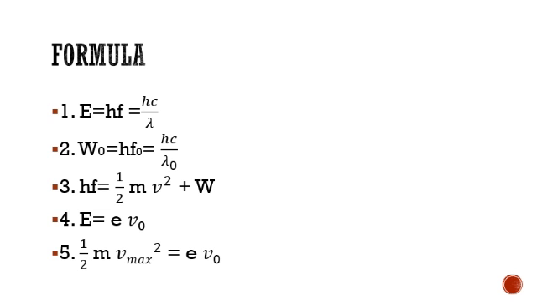And in the third one, hf equals half mv square plus W. Half mv square is the kinetic energy, we know that. v is the velocity and m is the mass, and W is also the work function. And it equals eV0. Here small e is the charge of the electron and V0 is the stopping potential. Half mv square equals eV0. Instead of kinetic energy, you can write half mv max square or v square. So those are the formulas to find different maths for the photoelectric effect.